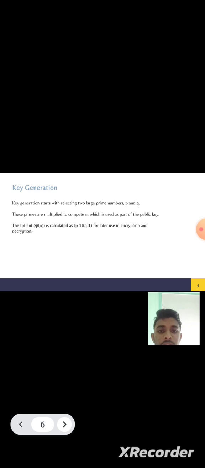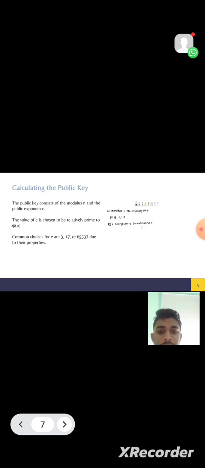Key generation. Key generation starts with selecting two large prime numbers p and q. These prime numbers are multiplied to compute n, which is used as part of the key. The totient is calculated as well, for later use in encryption and decryption.